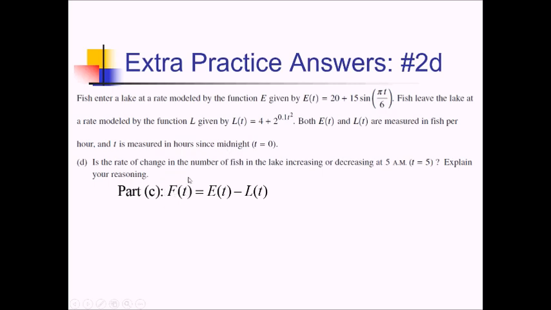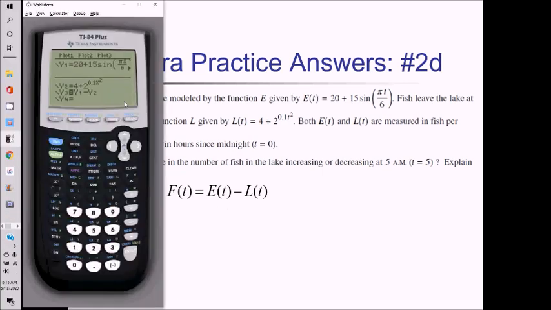Now we're asking if this quantity here is increasing or decreasing, which means I'm trying to figure out if f prime is positive or negative. That's really what I'm asking here. And I'm asking specifically what's happening at time 5. So to answer this question, I need to find f prime of 5. Since I've already defined what f is, I can just take the derivative at a specific value without actually showing what it looks like algebraically. But if I really wanted to, I could say f prime equals e prime of t minus L prime of t. Not necessary, though. So let me plug this in the calculator.